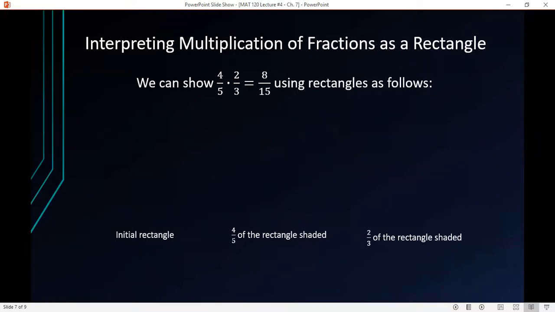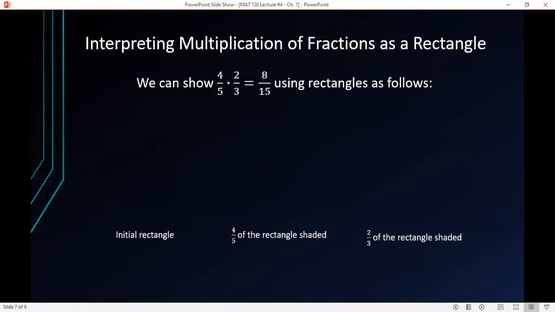So we're going to now talk about how you can interpret multiplication using a rectangle, and also how you can interpret multiplication using a number line. And again, you may or may not feel like some of these are practical and some of them aren't, depending on what you think you want to do with your class when you're teaching. So here's an example. 4/5 times 2/3 makes 8/15. How can we do that with a rectangle?